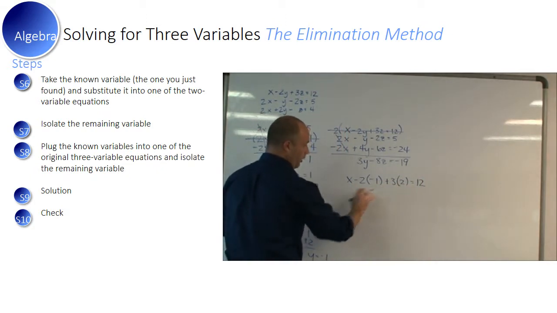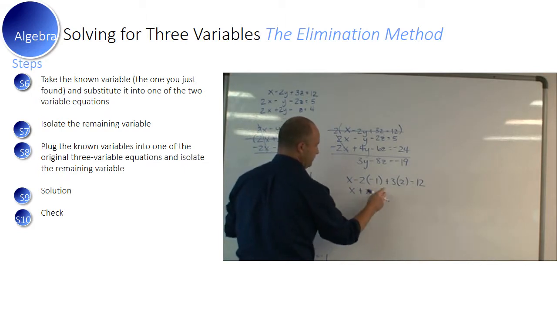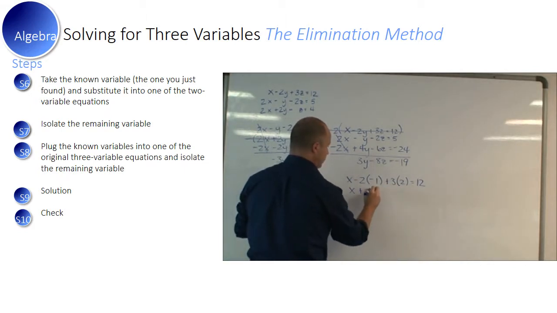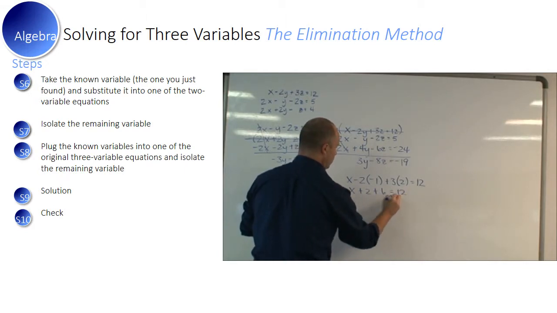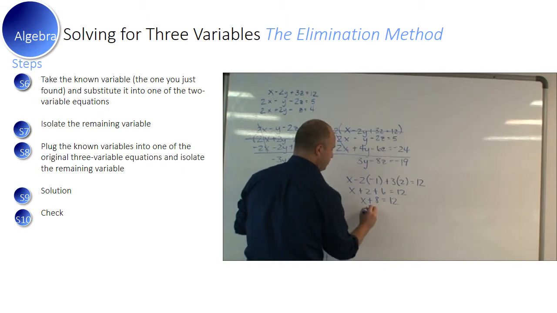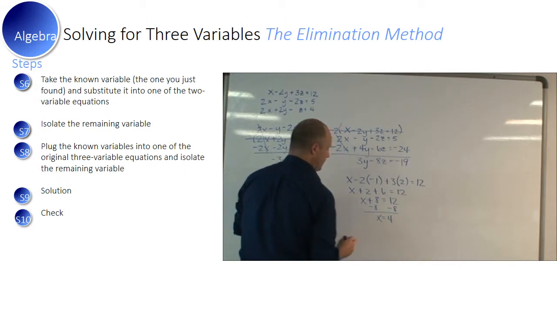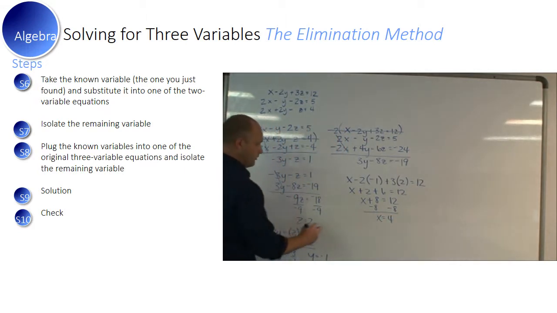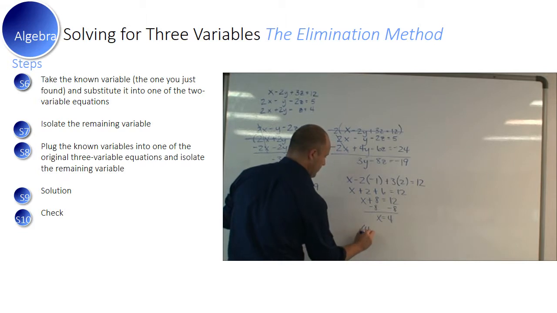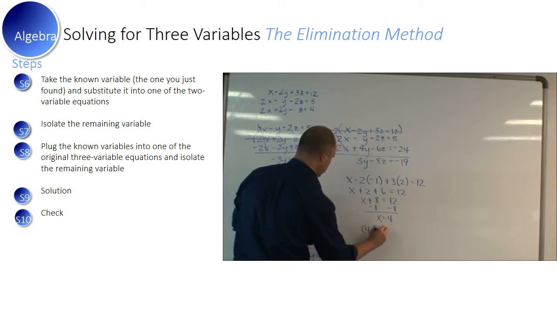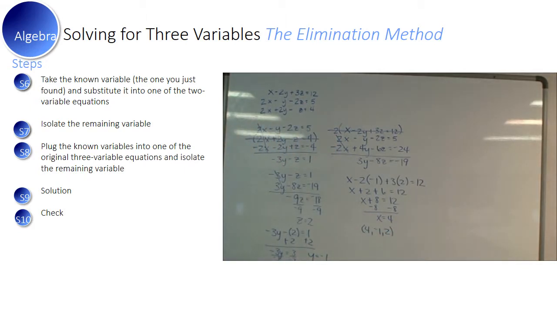So now we just go ahead and run our math through. Negative 2 times negative 1 is positive 2. 3 times 2 is positive 6, and that's equal to 12. So x plus 8 is equal to 12, and we subtract our 8, and we end up with x equals 4. So at this point, our solution looks to be 4, negative 1, and 2. Remember to write your solution as an ordered triple. That's in x, y, z form.